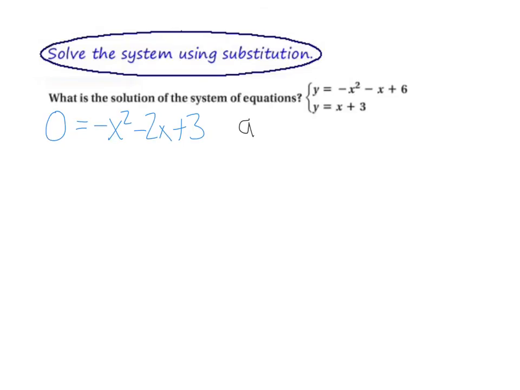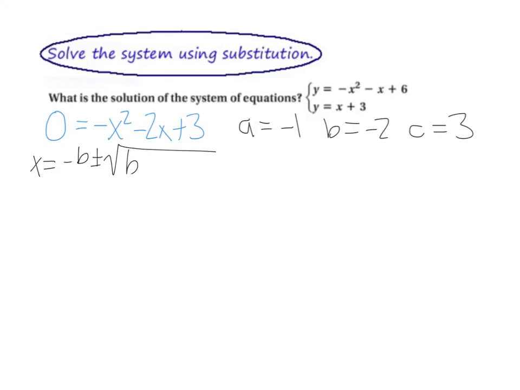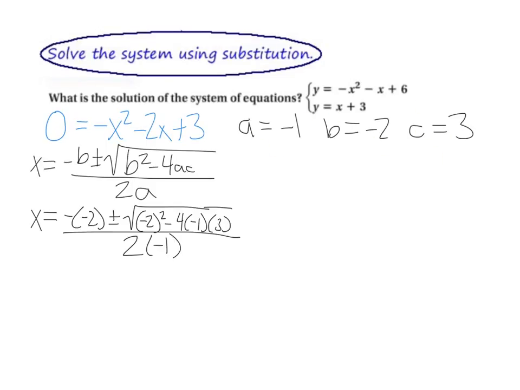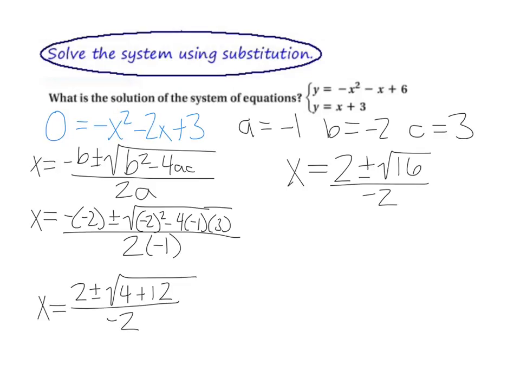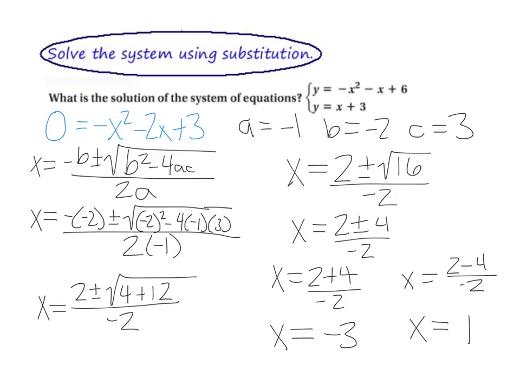So I am going to find a, b, and c. a is negative 1, b is negative 2, c is 3, and I am going to solve using the quadratic formula. So I'm plugging it into x equals the opposite of b plus or minus the square root of b squared minus 4ac all over 2a. So I'm going to plug my numbers in and simplify. So my answers are x is equal to negative 3 and x is equal to 1.